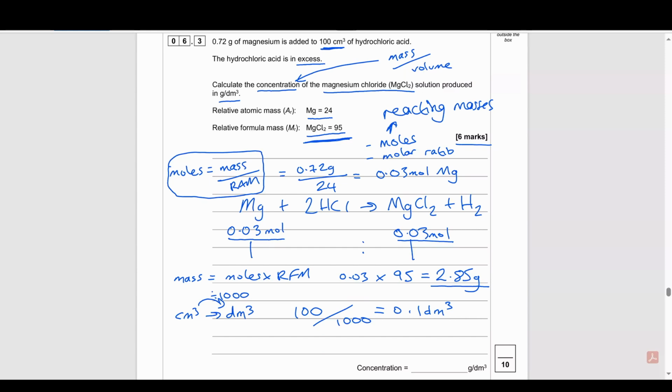So finally, to find the concentration, using our equation at the top, mass divided by volume. Our mass is 2.85 grams. Our volume is 0.1 decimeter cubed. And that will give us a final answer of 28.5 grams per decimeter cubed.